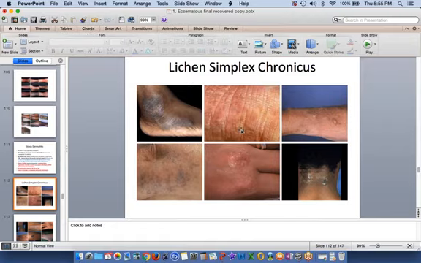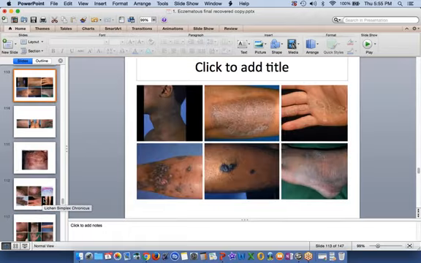Lichen simplex chronicus is a condition whereby the skin thickens, a reactive process to pressure or scratching. You get accentuated skin lines, as you see here, plus hyperpigmentation. You see it in many, many conditions. The idea here is to prevent the itching and scratching, and sometimes we actually use intralesional steroid injections as well as topical, strong topical corticosteroids.